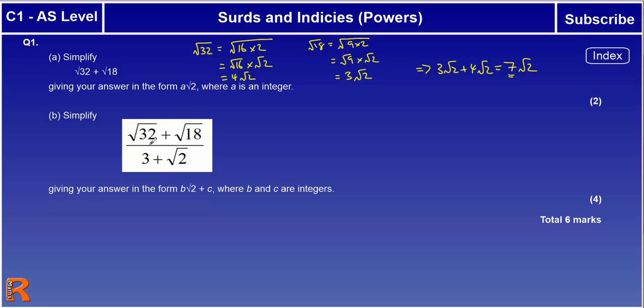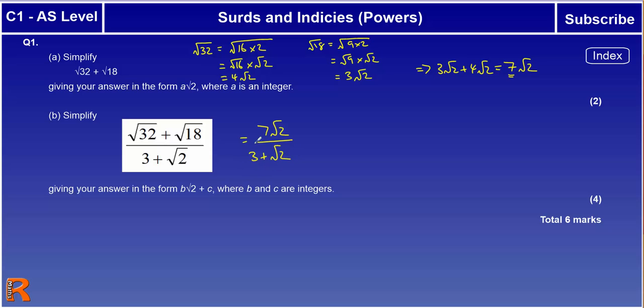When we've got a fraction type question where we're trying to simplify, actually what we're trying to do is get rid of any of the surds on the bottom. In fact, it wants it in the form b lots of root 2 plus c, where b and c are integers. And this is also based on this starting bit. So we know root 32 plus root 18, we should know that's 7 root 2. So we can start by putting 7 root 2, that should make life a little bit easier.